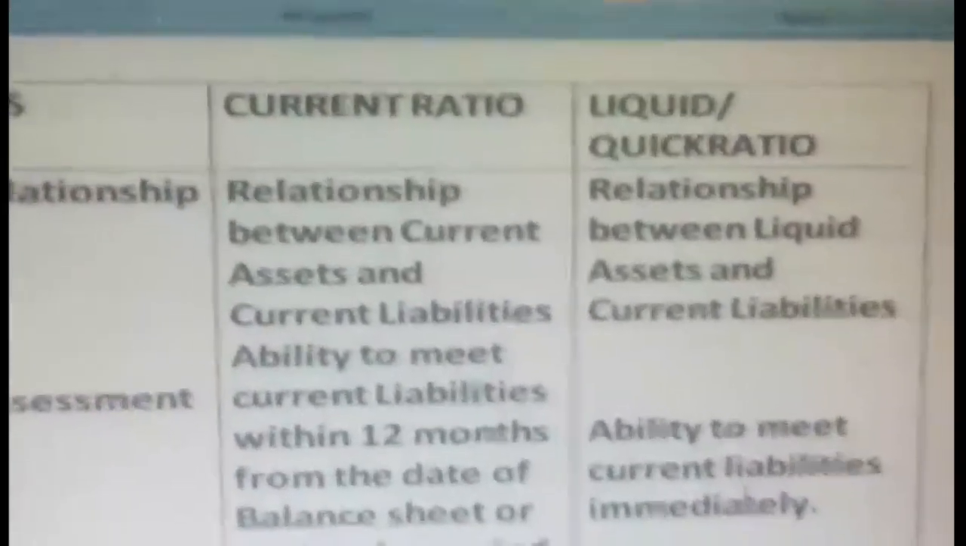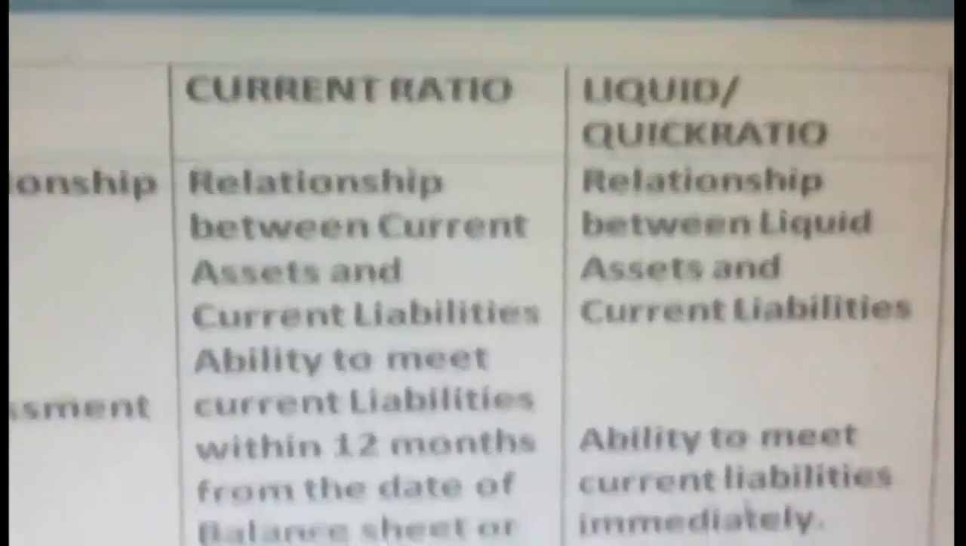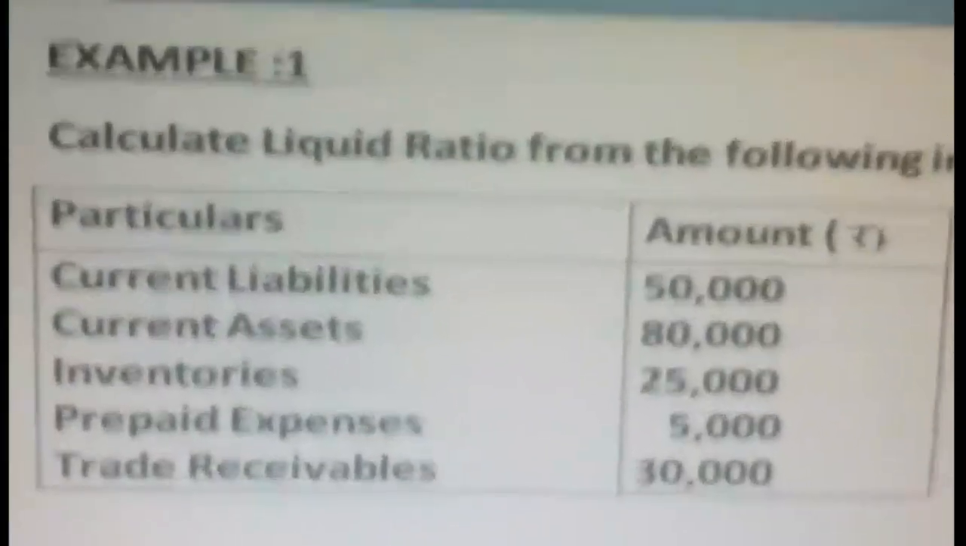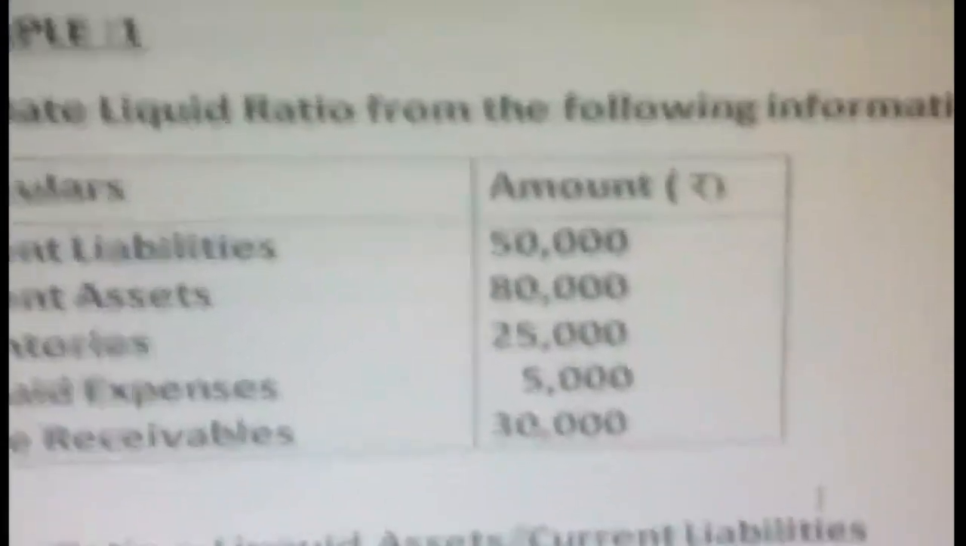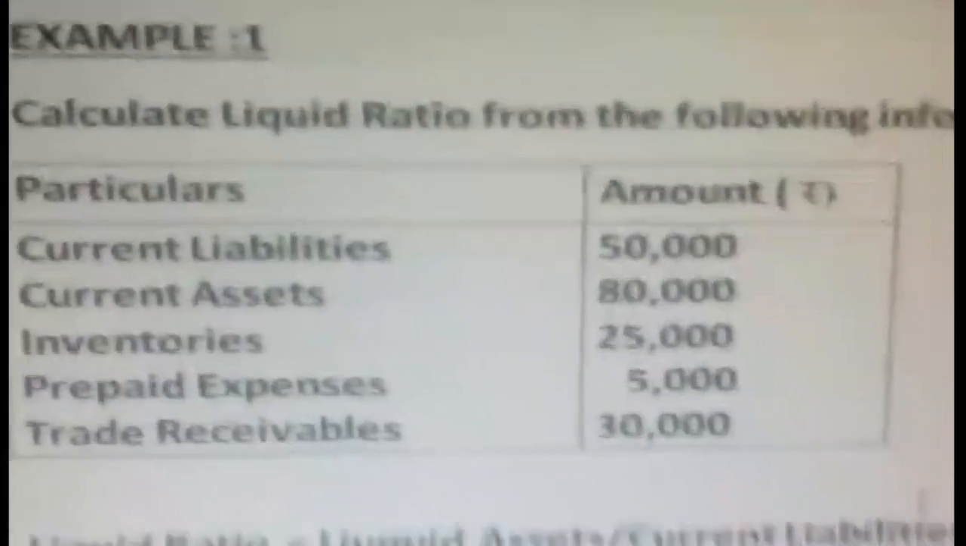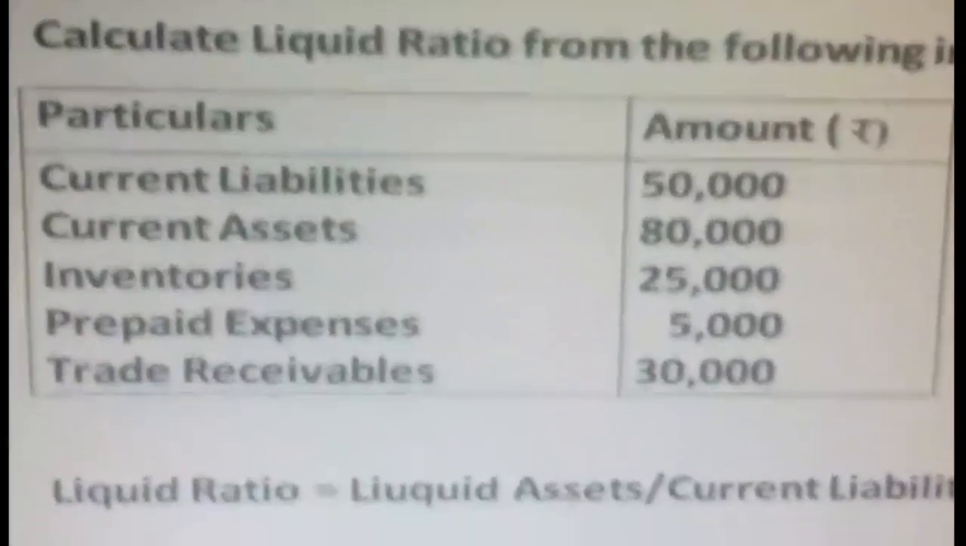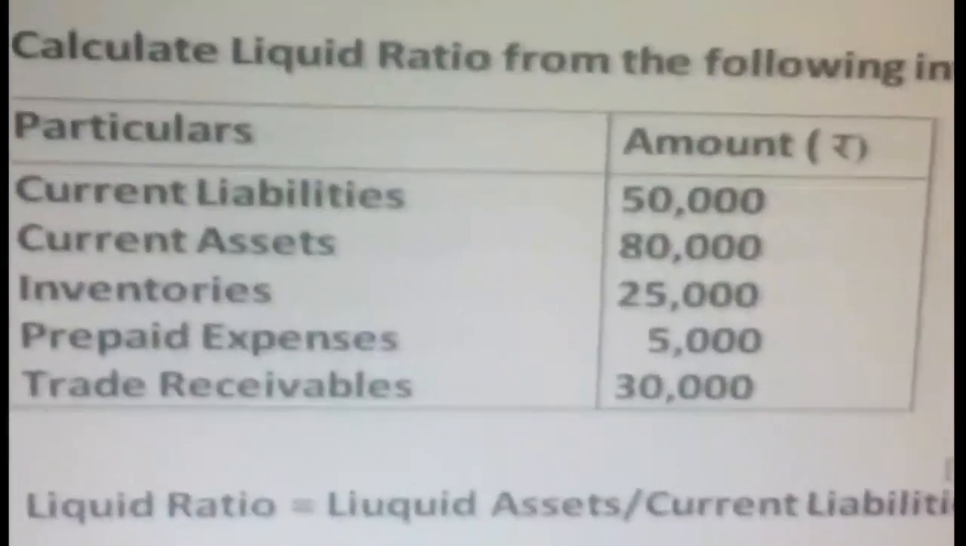I will show you once again very clearly. Now let's see an example. How to calculate the liquid ratio from the following information. Current liabilities are given as 50,000, current assets 80,000, inventories 25,000, prepaid expenses 5,000, trade receivables 30,000.